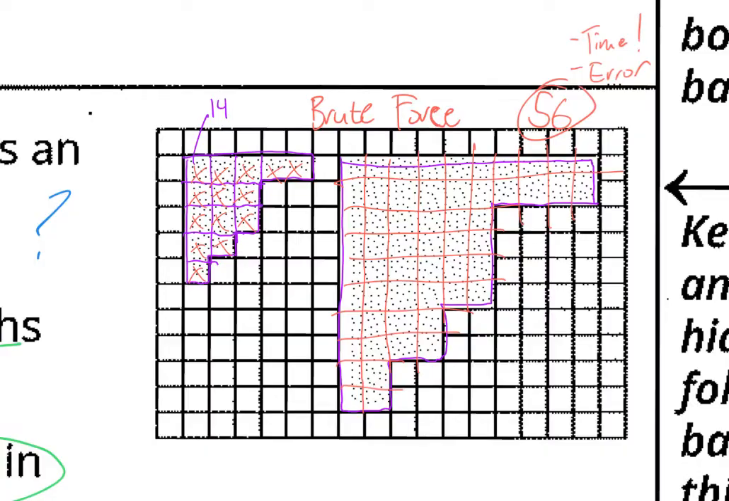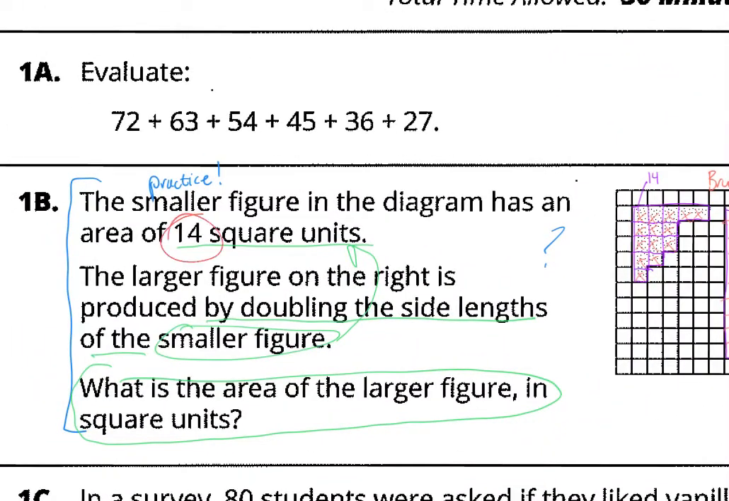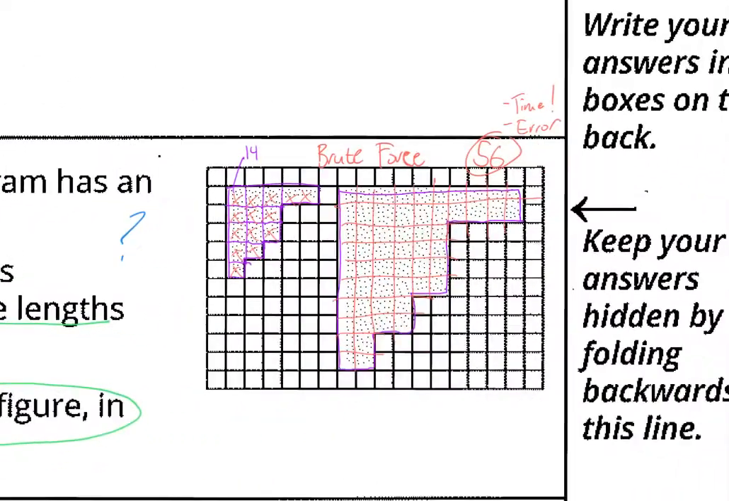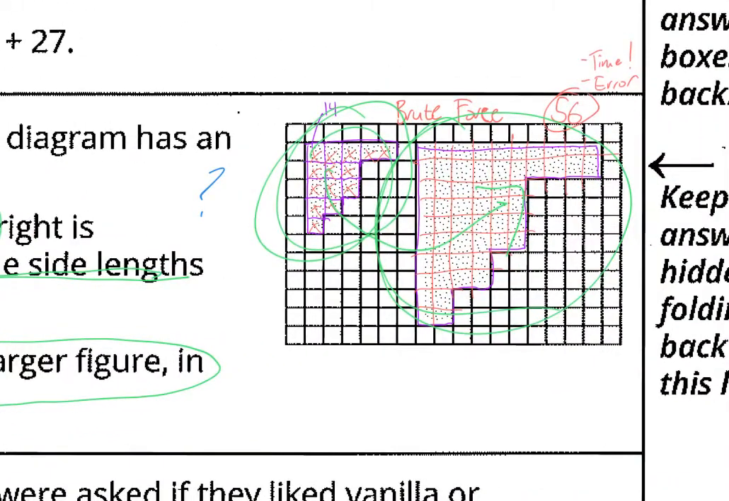Well, let's go back and look at the question. It says the smaller figure is 14, we got that. There's a relationship between small and big. How did they get from small to big? Well, they did it by doubling the side lengths of the smaller figure. Okay, well, if you double the side lengths of any figure in mathematics, you increase its area by 4. And this is one of those things that, unless you really have some concrete examples for, you're not going to get your head around this.